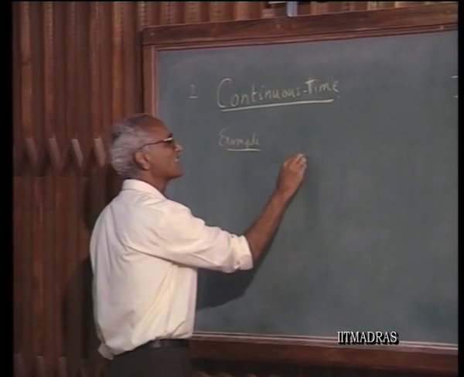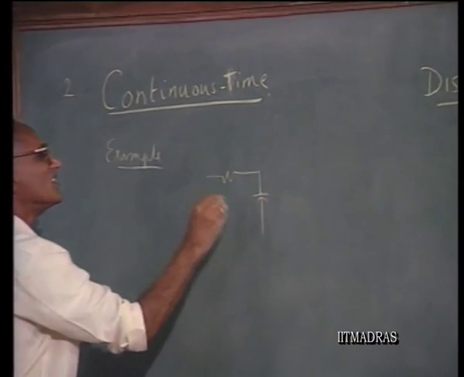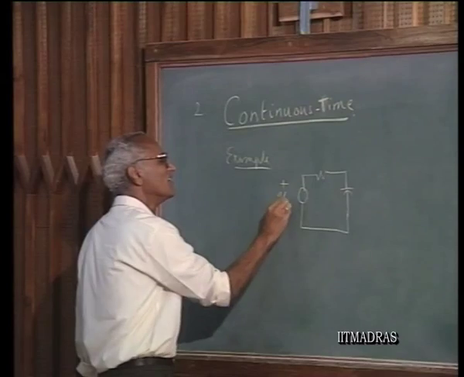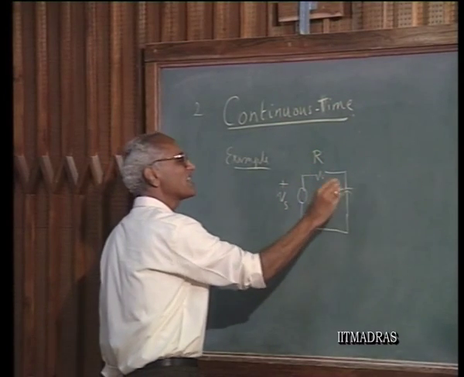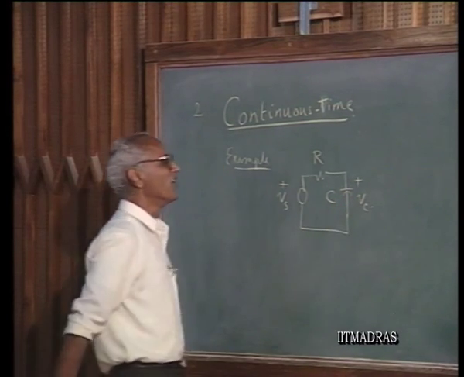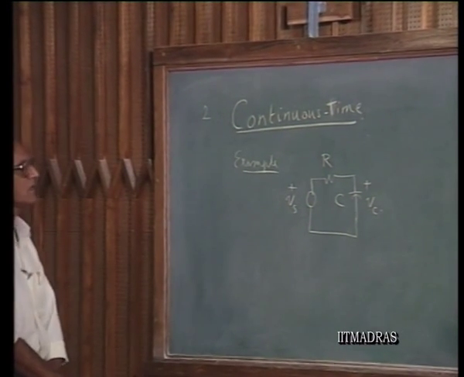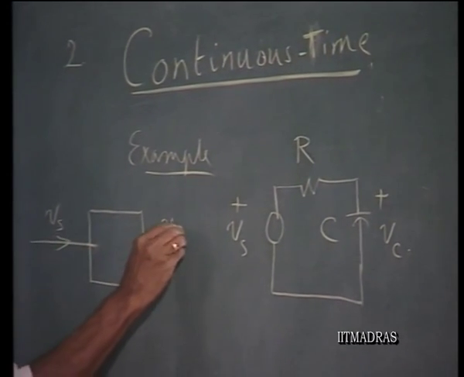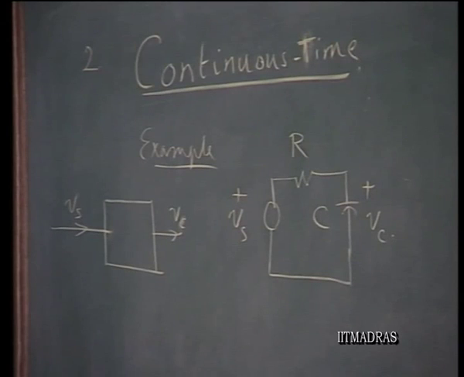as an example, let us take this RC network. So we have a source Vs, a voltage source, we have a resistance and a capacitance, and this is the voltage across the capacitor Vc. We would like to view this as a system in which Vs is the input quantity and the voltage across the capacitor V0 or Vc is the output quantity. So the input-output relation in this case is defined by the following relation.